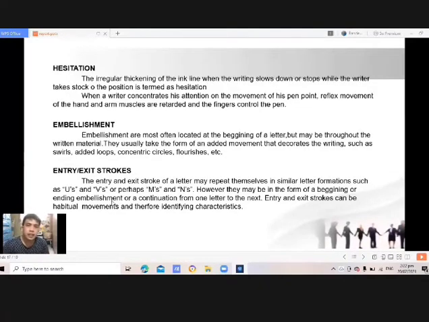Hesitation. The regular thickening of the ink line when the writing slows down or stops while the writer takes stock of the position is termed as hesitation. When a writer concentrates his attention on the movement of his pinpoint, reflex movement of the hand and arm muscles are retarded in the fingers that control the pen.